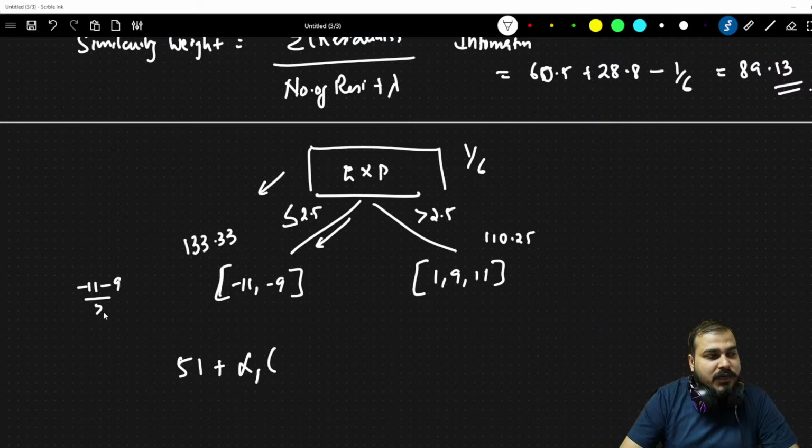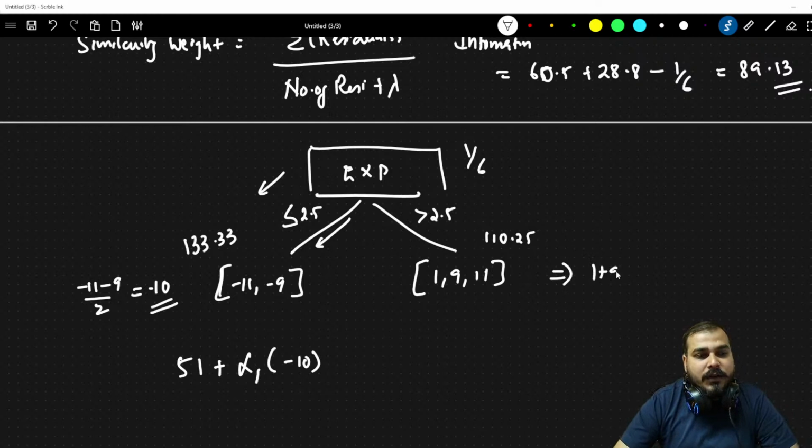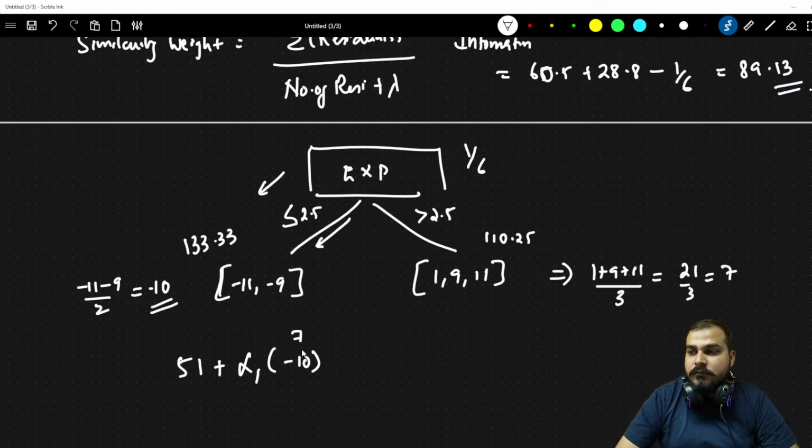What is the average of both these numbers? Minus 11 minus 9 divided by 2 is minus 10, right? So minus 10 will get multiplied here. Suppose it goes in this route, then here 1 plus 9 plus 11 divided by 3, the average will be taken. So 21 divided by 3, 7 will be there. So this will get replaced by 7.